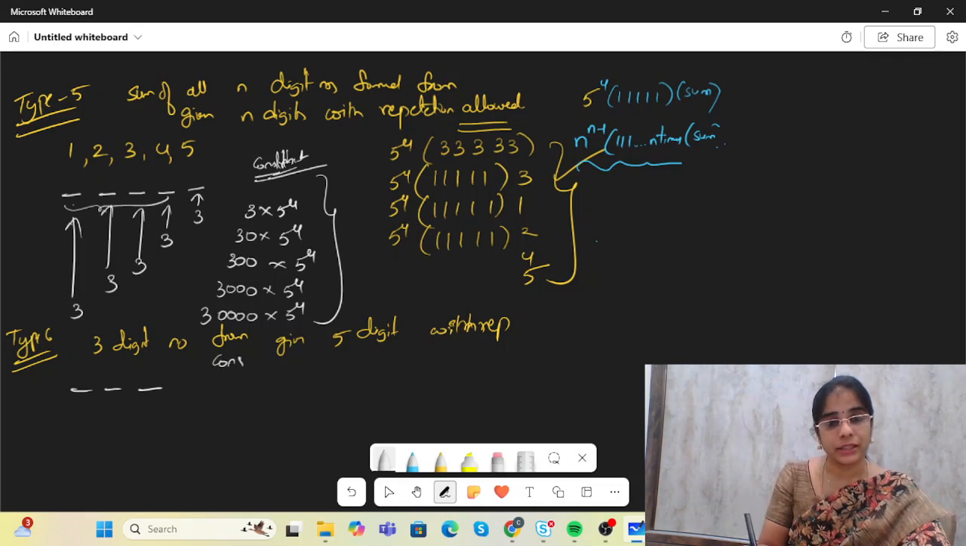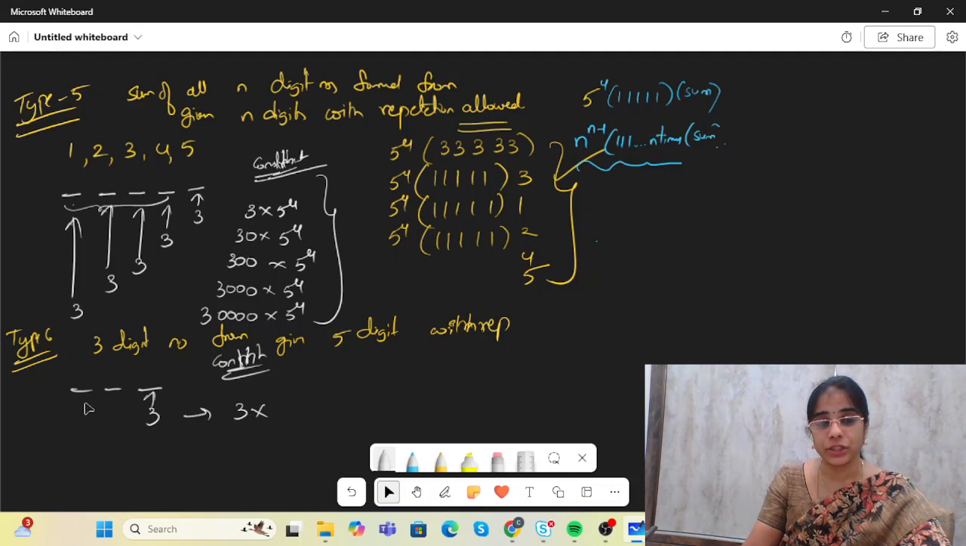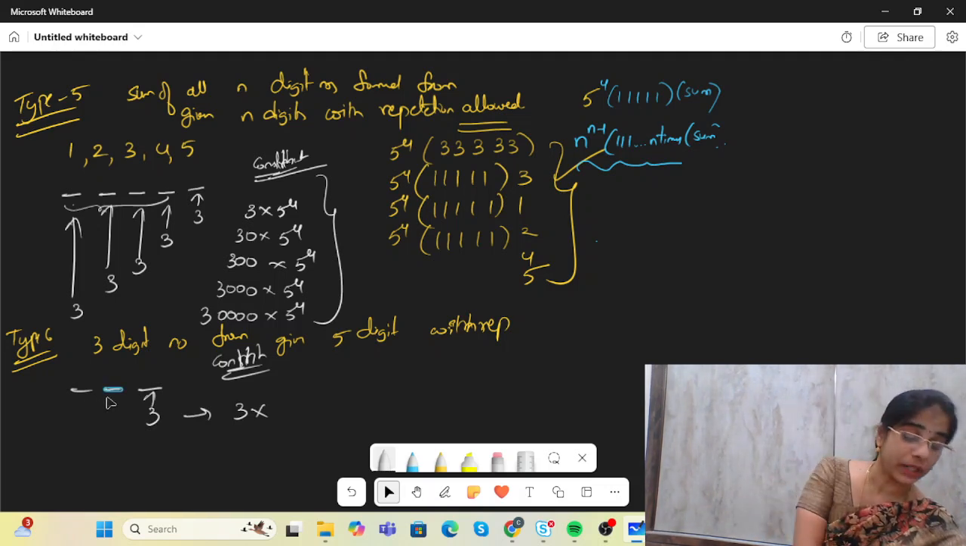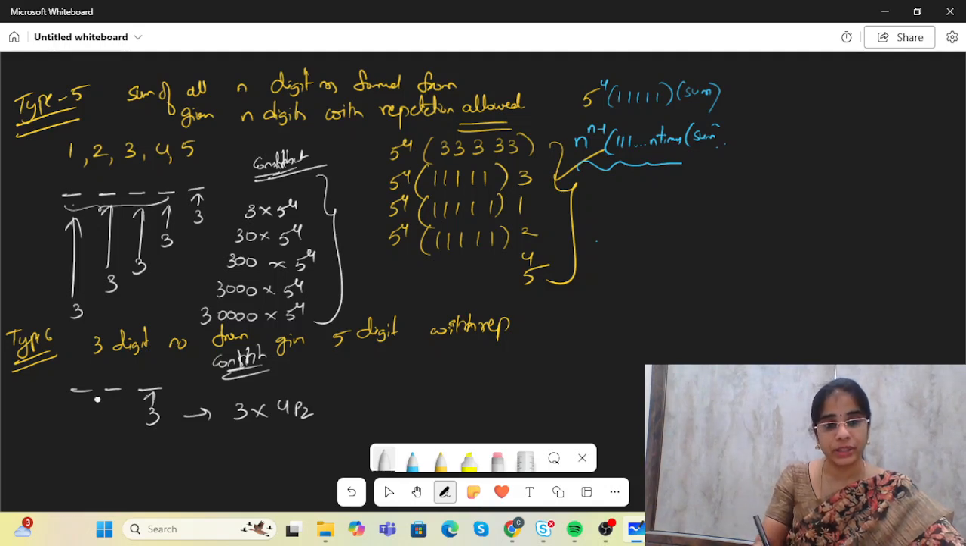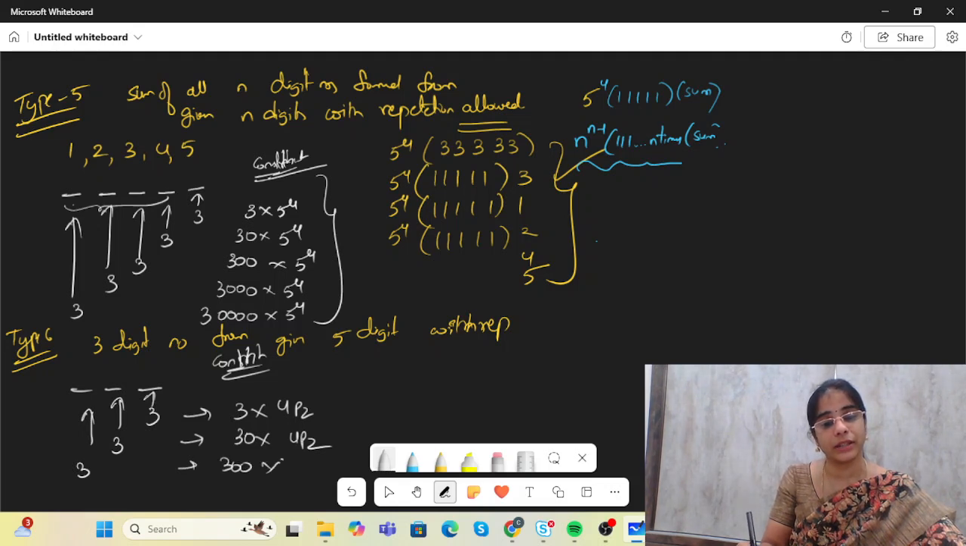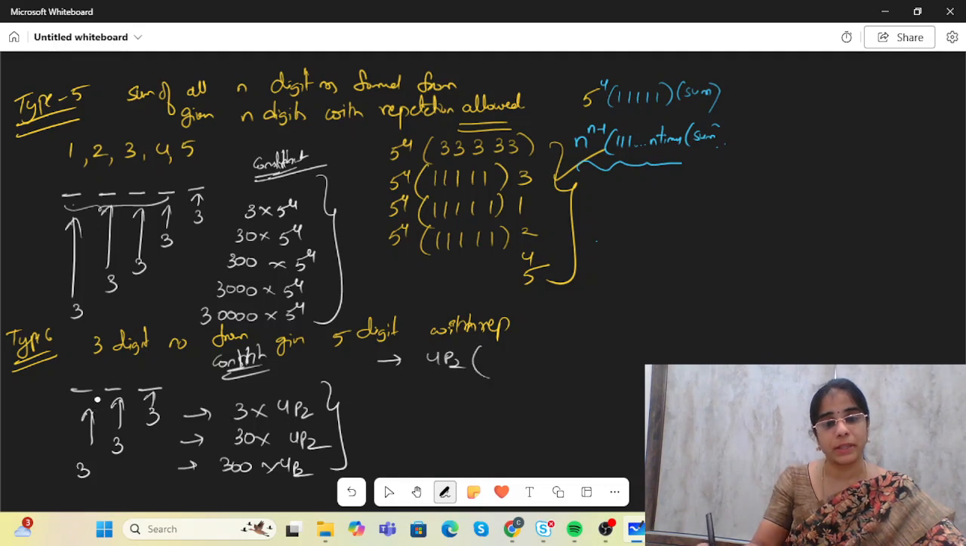So obviously again contribution of a 3 in the units place. That is 3 into, see, as I said, a 5-digit number, we will be having 5 digits, out of which 1 is already fixed there, right? So we are left with 4 digits now for the given 2 places. So is it just 4P2 there, right? Now 3 in tens place, so 30 into 4P2. 3 in hundreds place, hence it is 300 into 4P2. Together their sum will be 4P2 into how much? 333. So that is again 4P2 into 111 into 3.